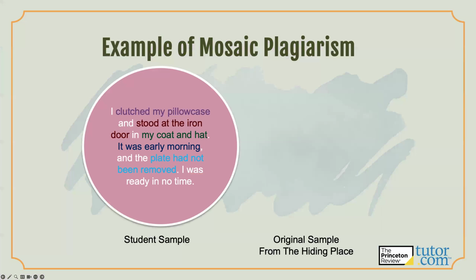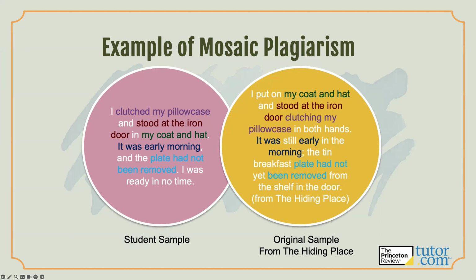Here's something a student wrote. I clutched my pillowcase and stood at the iron door in my coat and hat. It was morning and the plate had not been removed. I was ready in no time. Here's the original sample of the work that the student was writing about. If you look at the colors, you'll see where certain phrases match up. Stood at the iron door is in both places, and you can see it in dark red. Plate had not been removed is in both places, and it's turquoise.